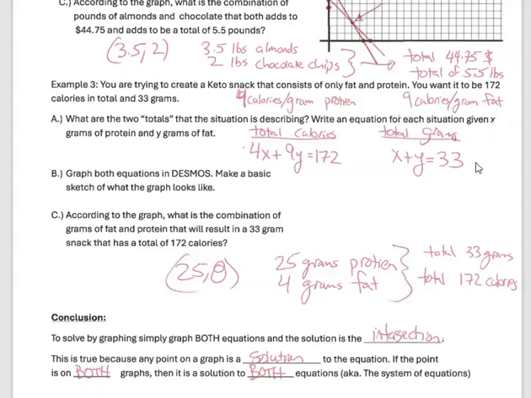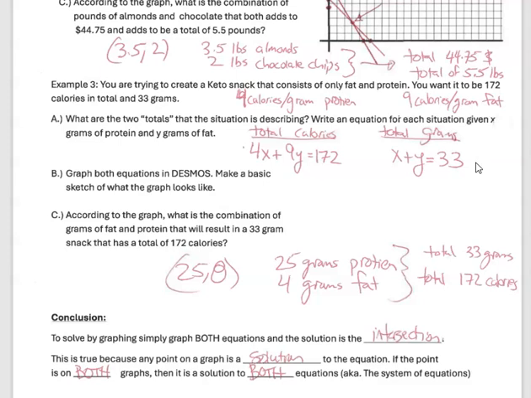Once again, we stuck that in Desmos. You do not have to get it into slope-intercept form. When you stick it into Desmos, there are many combinations that would get you 172 calories and many combinations that would get you 33 grams. There is only one combination that will get you both of those, and that is 25, 8. That would be 25 grams of protein and 8 grams of fat.